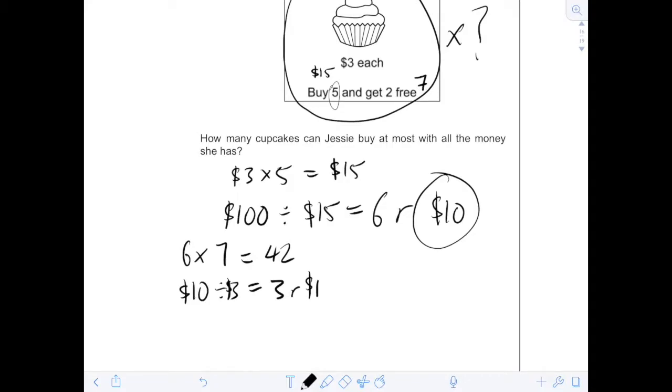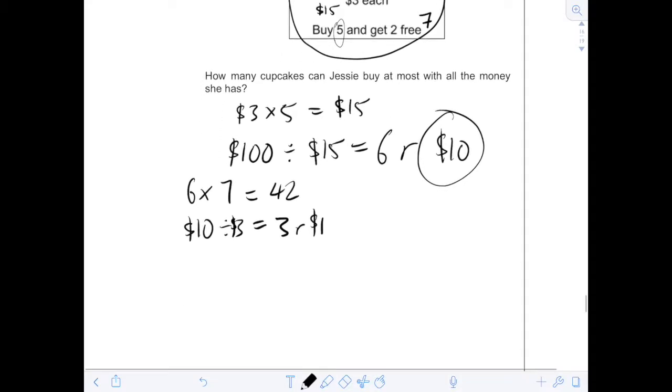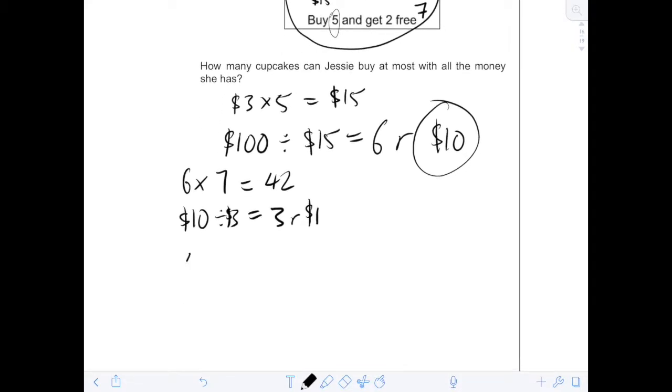But because $1 you can't use to buy anything, so too bad. You can only spend everything that you can, but you still have $1 change. It's not enough to buy anything else. So from here, all you need to do is take the 42, which is what you get from the bundle, plus the 3, which is the 3 cupcakes that weren't in a bundle, together you get 45.